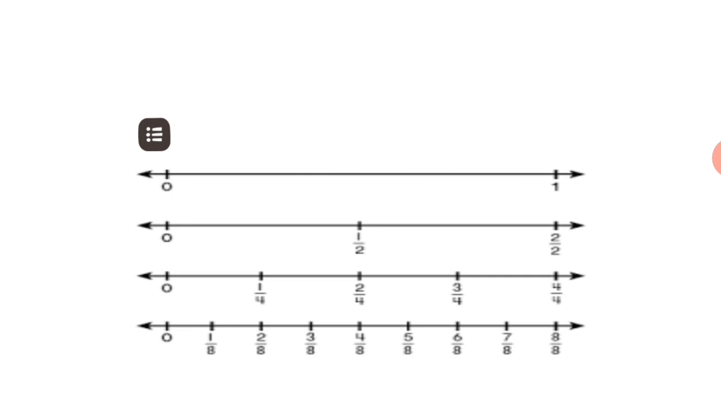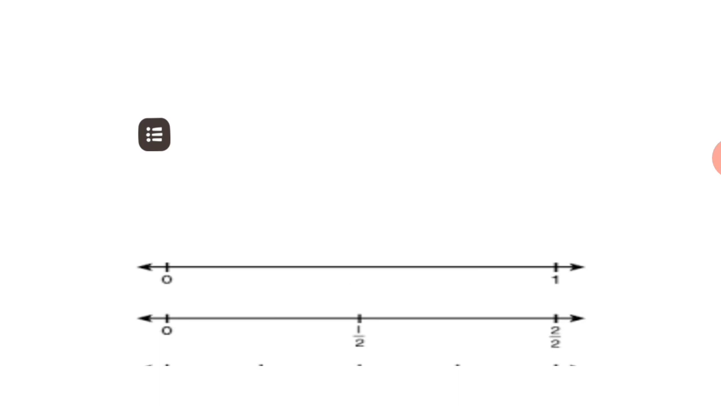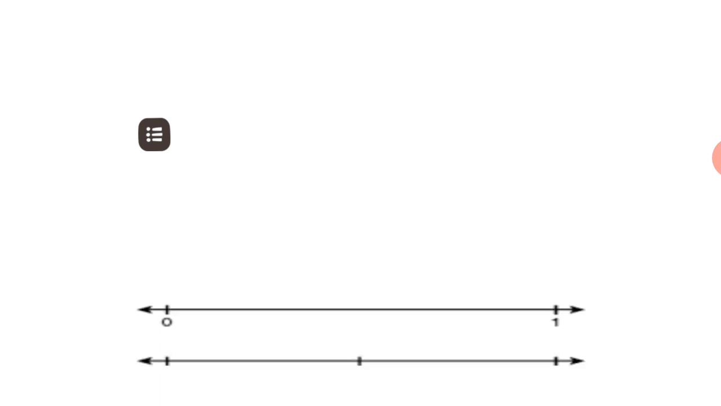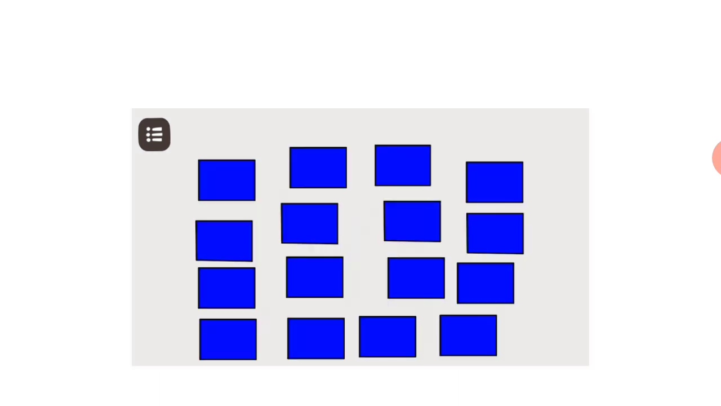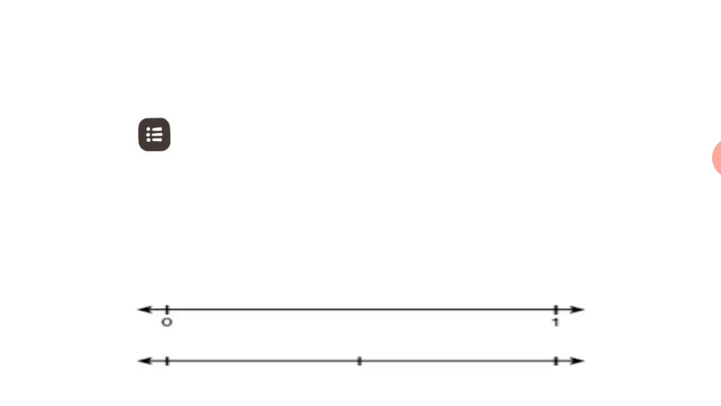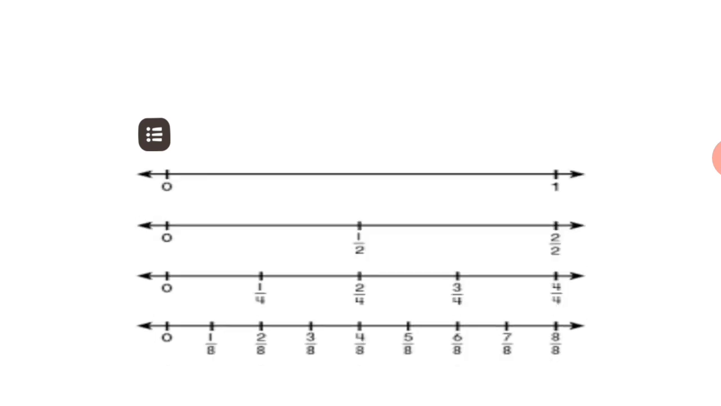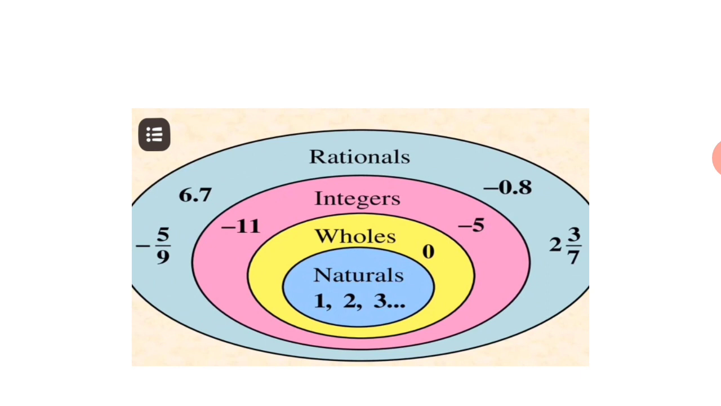See, on the right side 0, 1, 2, 3. On the left side -1, -2, -3. Between 0 and 1 there are many more numbers. How many integers and others are there between 0 and 1? Many more. So there are an infinite number of natural numbers. First natural numbers, whole numbers, integers, rational numbers. Natural, whole, integers: the collection of these numbers is called rational numbers.